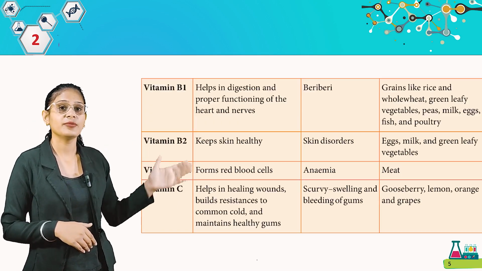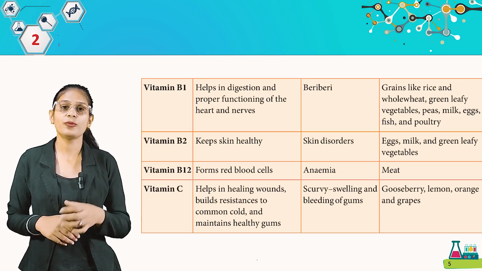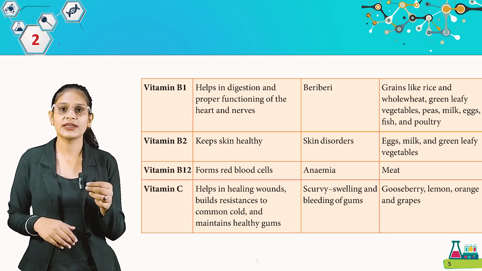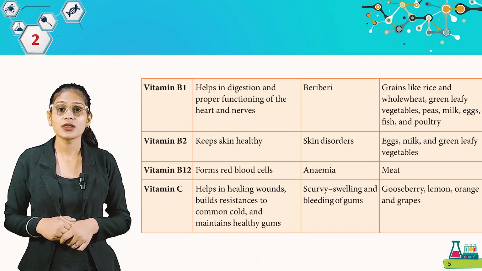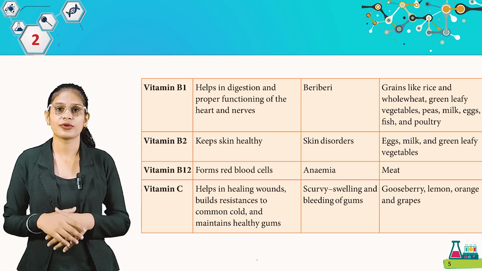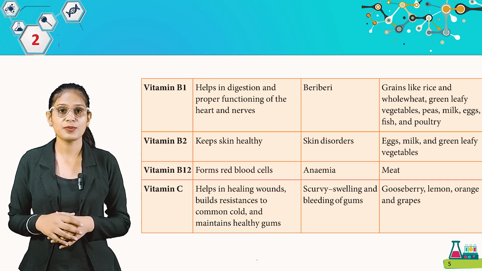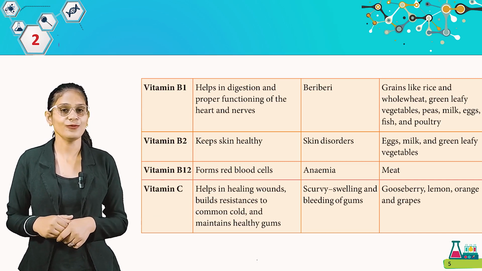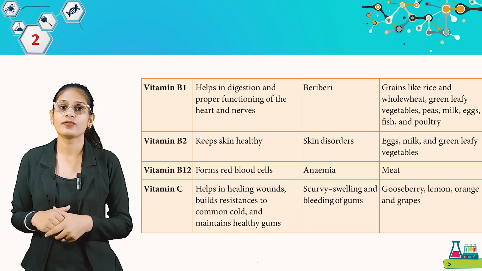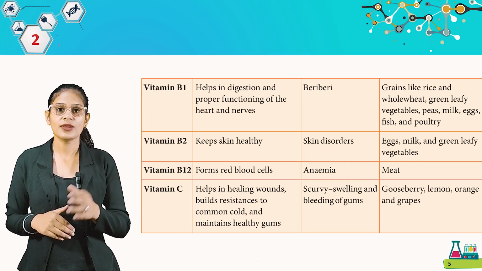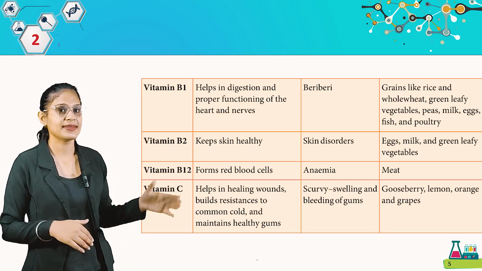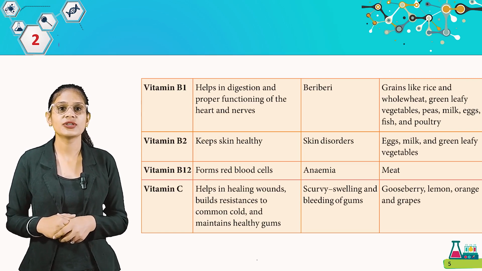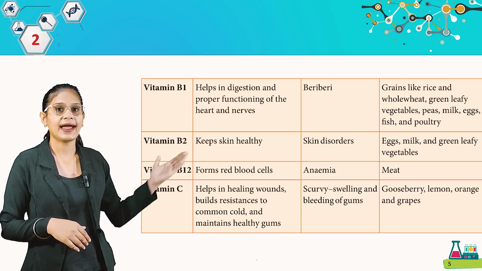Come to the next, vitamin B1 helps in digestion and proper functioning of the heart and nerves. Sources: beriberi, grains like rice and whole wheat, green leafy vegetables, peas, milk, eggs, fish and poultry. Here, vitamin B2 keeps skin healthy; deficiency causes skin disorders; sources are eggs, milk and green leafy vegetables. Vitamin B12 forms red blood cells. Anemia, meat. Vitamin C helps in healing wounds, builds resistance to common cold and maintains healthy gums. Scurvy, swelling and bleeding of gums.